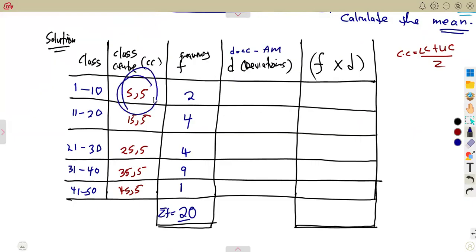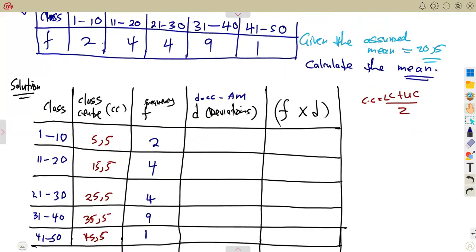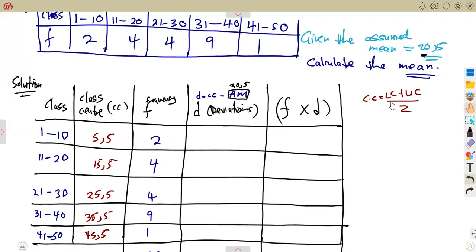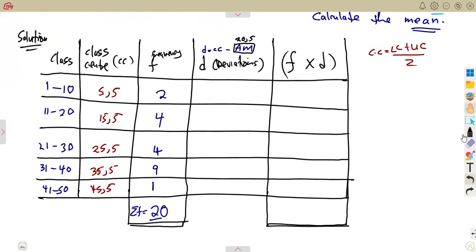The class center is already there for the first one. The assumed mean is not going to change. Remember, we are given that. Given assumed mean to be 20.5. So it is simply class center minus 20.5. So the first one, 5.5, that's our class center there. So it's 5.5 minus 20.5. The difference is minus 15.